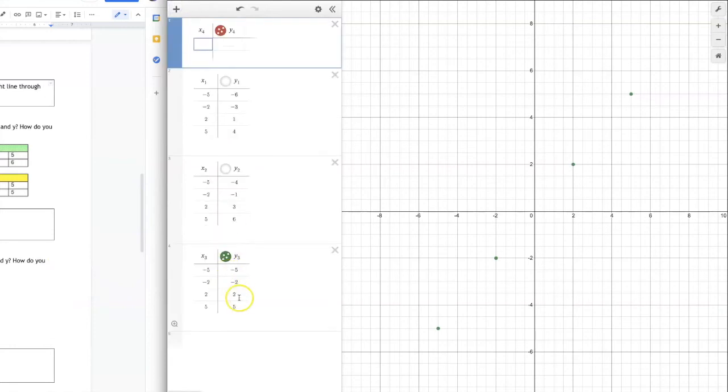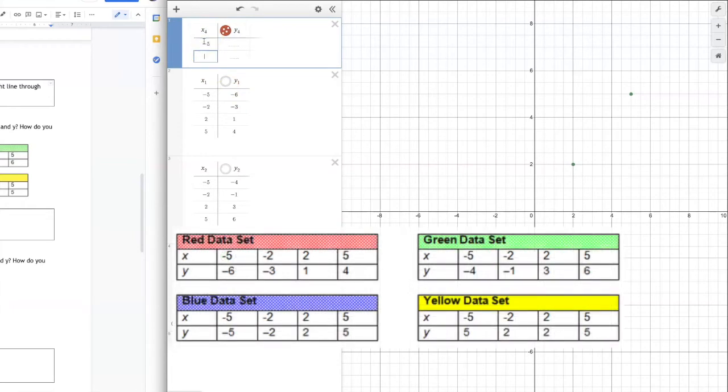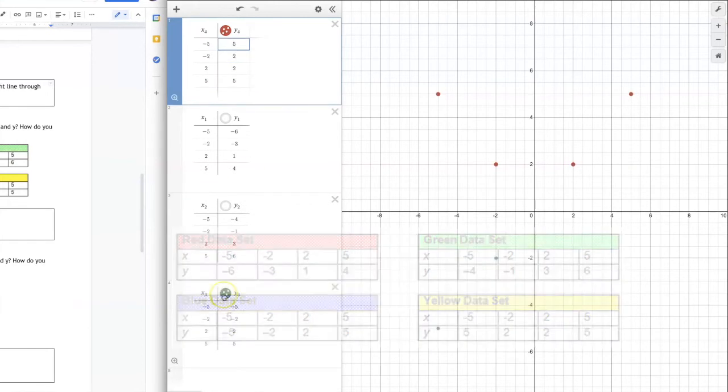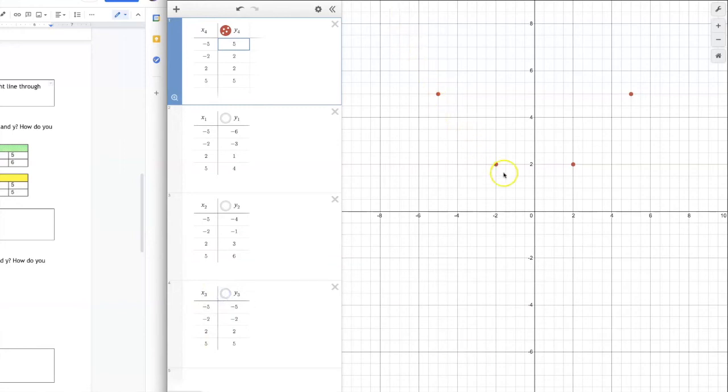Let's check the yellow real quick. Oh, I put it up here. Okay. -5, -2, 2, 5, 5, 2, 2, 5. So this is coming down at an angle, and it might be a parabola, it might be an absolute value, which would be pointy. So we're not really sure. We don't have enough information here to figure out exactly what this graph is, but it's not a straight line. It's going up one direction and up another direction.